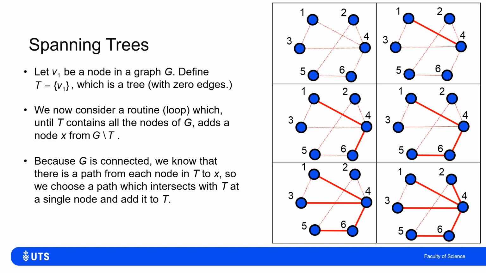Now that isn't unique. For example, at the last stage when I needed to connect node 2 to the graph, I connected 2 to 4, but there was no reason why I couldn't have accepted the edge between 5 and 2 to connect it instead. So it's not unique at all, but that's how I chose to assemble it. So I didn't say there was a unique spanning tree, I just said that there would always be a spanning tree.